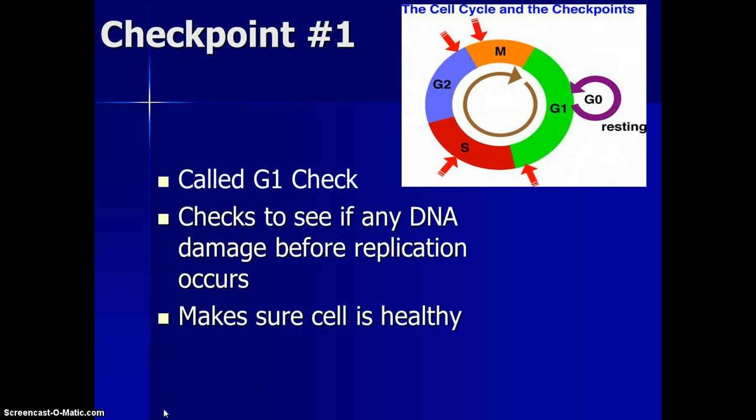With the normal cell cycle, we have checkpoints. The first checkpoint, or the G1 checkpoint, occurs towards the end of G1. Thus, that's why we call it the G1 checkpoint. This checkpoint makes sure the cell is healthy and that the current DNA is free of damage and is correct.